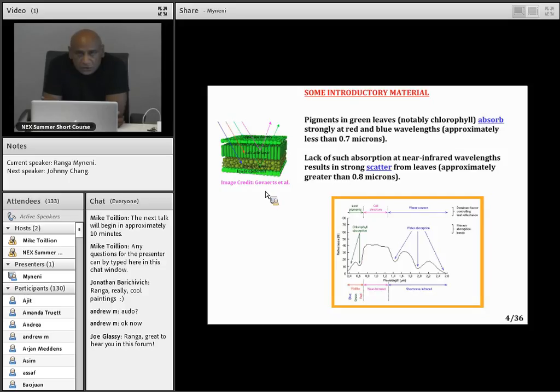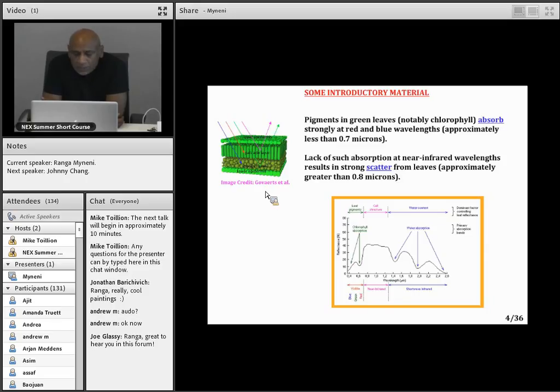To the top left, you see a schematic illustration by Gowarts of a cross-section of a green leaf. You have the upper epidermis, the lower epidermis, and in between these two layers, you have at the top the cylindrical vertical cells. This is the palisade parenchyma, I believe, and then below that is the spongy tissue. And the chlorophyll is mostly in the palisade layer.